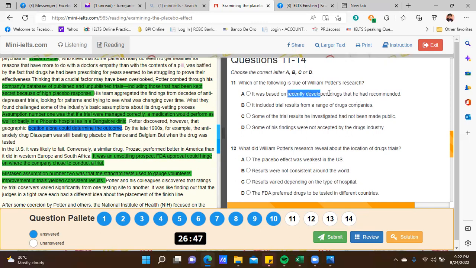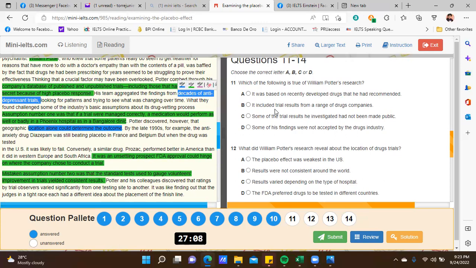Recently developed drugs. Probably not, guys, because it aggregated findings from decades of antidepressant trials. So that's wrong. Did you see that? Decades. They went back through decades of findings. It included trial results from a range of drug companies. It doesn't say anything about that.